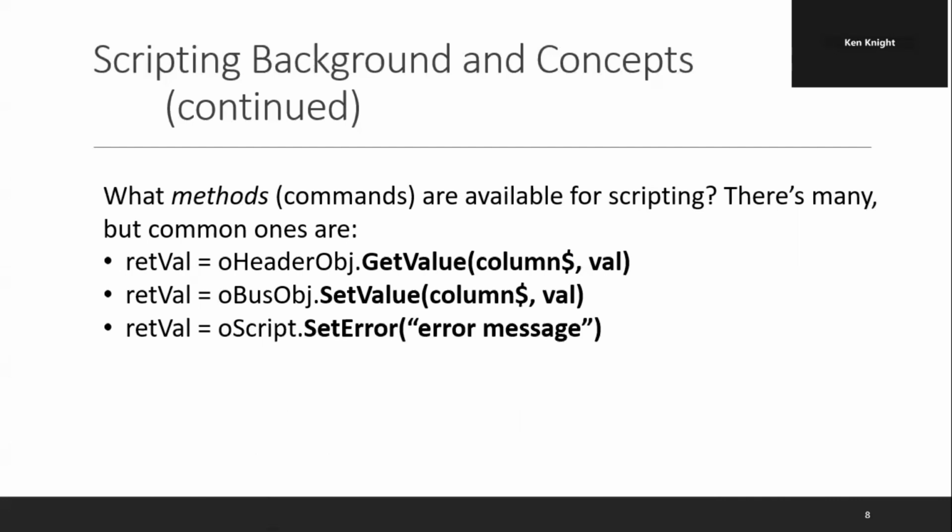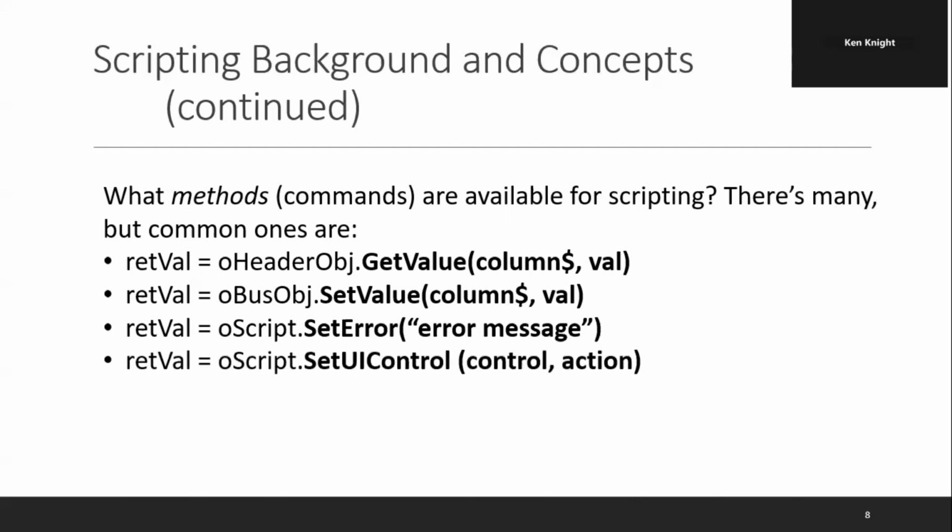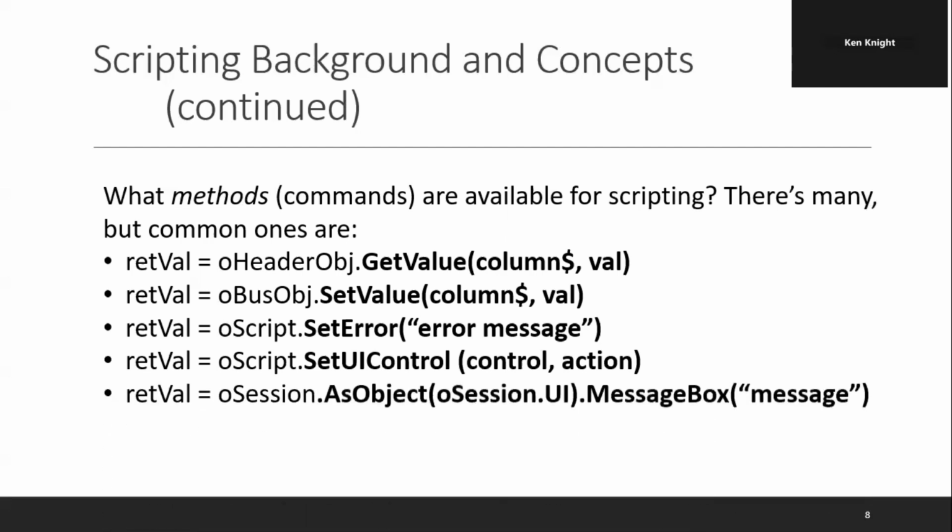Utilizing the oScript connection, you can do a SetError or error message. This is usually done on a pre-validate. When someone puts a value in, the script would fire. If that value in some way, shape, or form is incorrect, and I will show you this in an example, it will pop an error message and take them right back to that field. You can set UI controls. You can actually enable or disable tabs or fields or buttons. And I'll show you that in a script example as well.